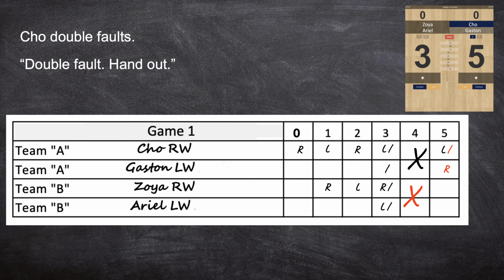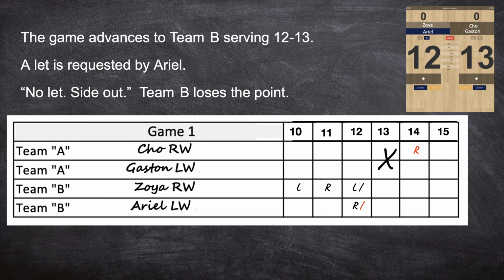Who's serving now? Gaston is second hand. Which box? Gaston must serve from the right. What score? Enter R in Gaston's point column 5. Enter an X to move Team B's point counter to 4. If there's a delay, like going to the front to get the ball, repeat the referee's call. If no delay, keep it sparse. 5-4. The game advances to Team B, serving 12-13.